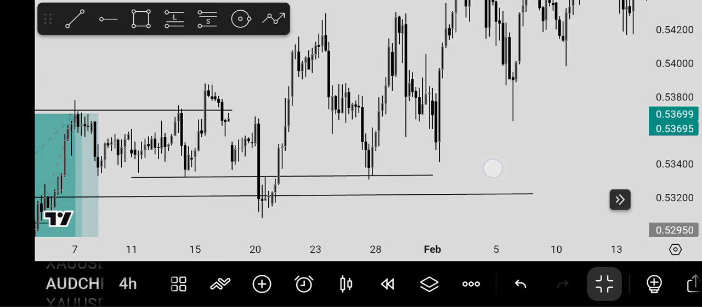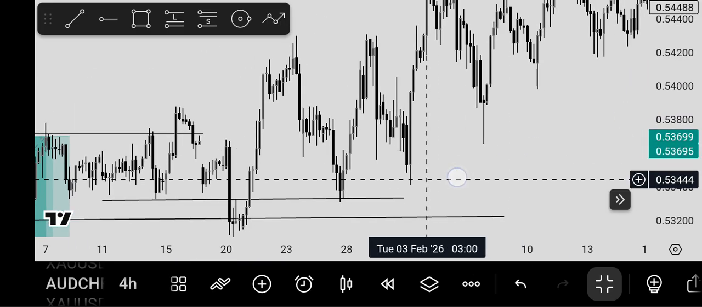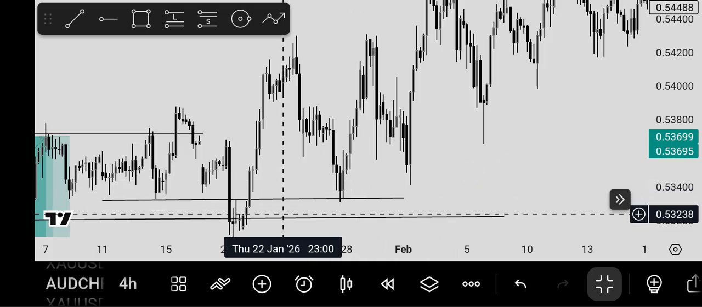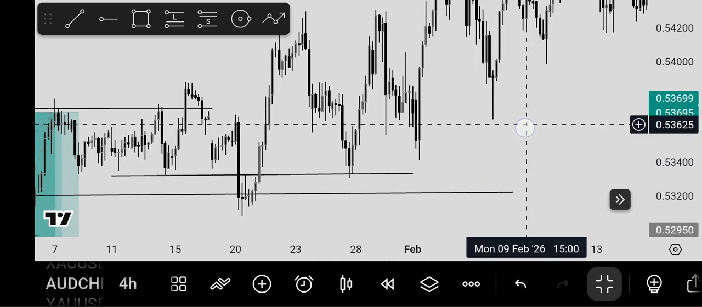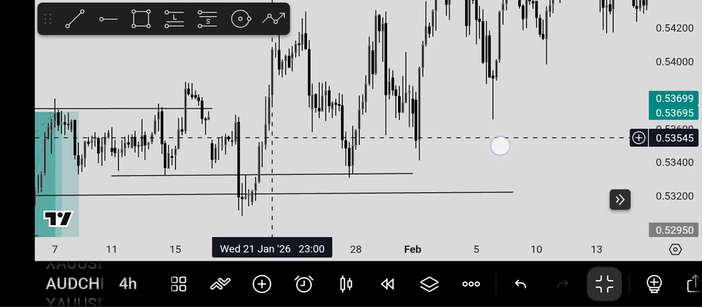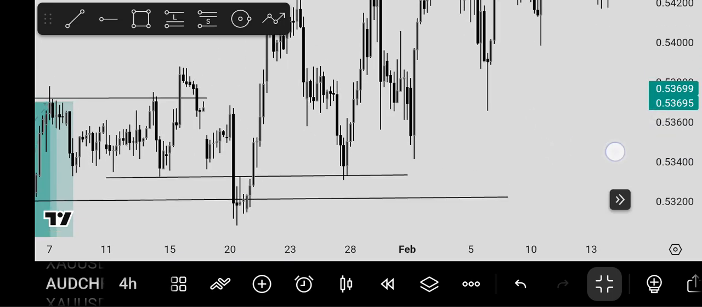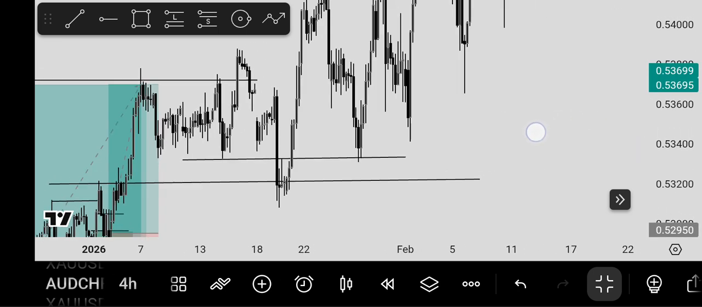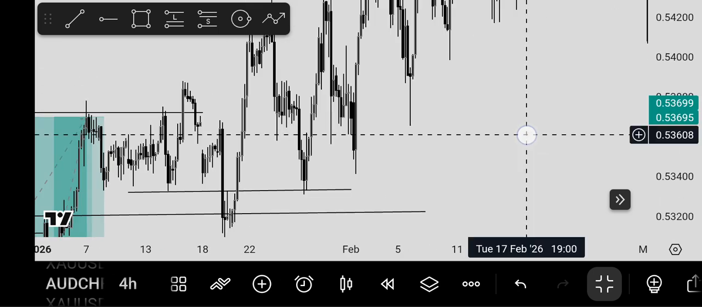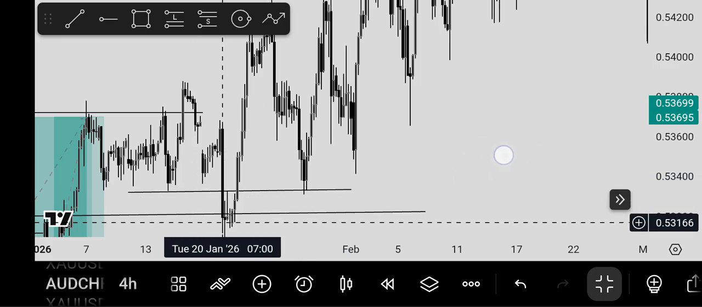We did not get in. We cannot get in. It's too risky to get in on a trade here. So what do we do? We wait, and we wait. So price came back because it has taken out this level previously.